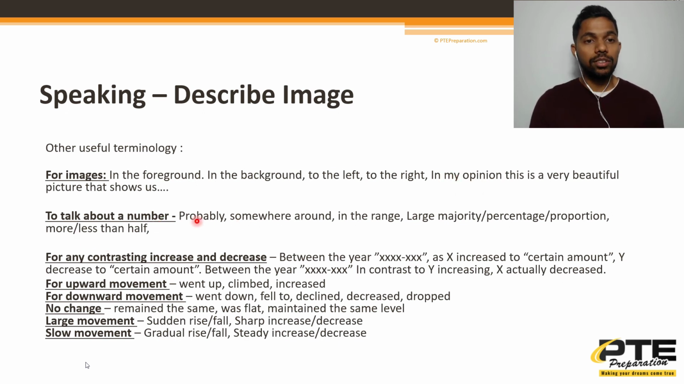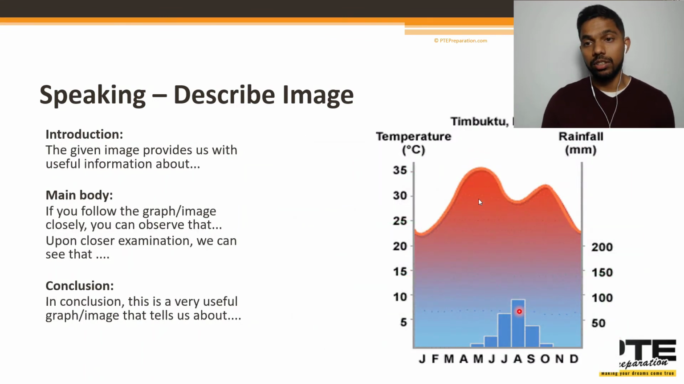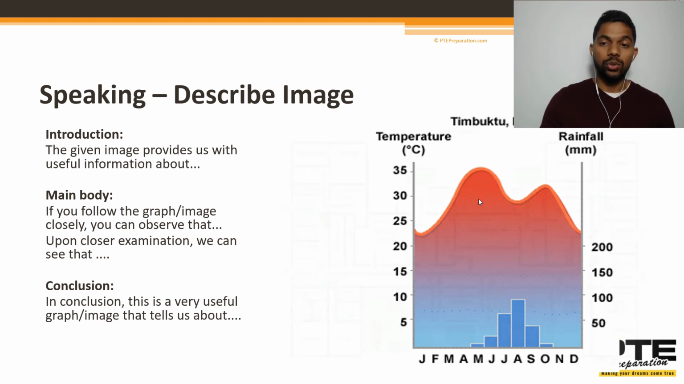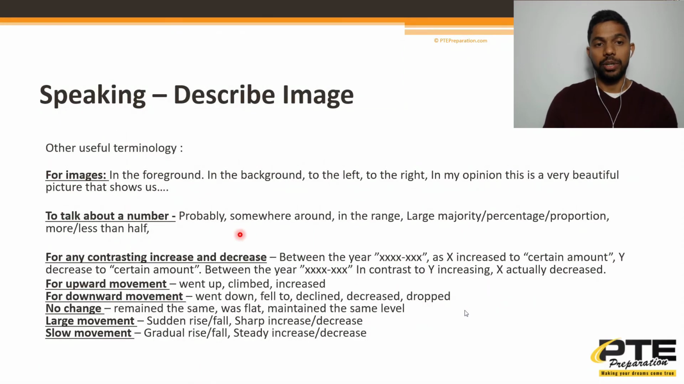You can use these keywords to talk about a number. So if you're not sure about a particular number, you can vaguely refer to it, so probably somewhere around in the range. For example, when I'm referring to the rainfall here, I can say that the rainfall is somewhere in the range of 100 millimeters, or I can say it's around 100 millimeters, or it's close to 100 millimeters, or whatever else is appropriate. So you can use some of these words there.